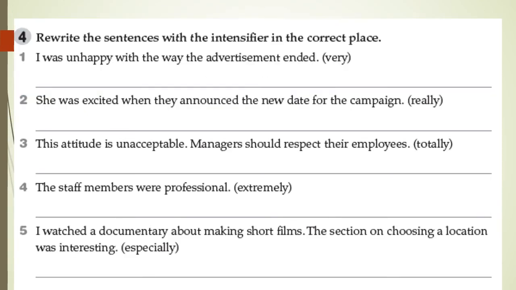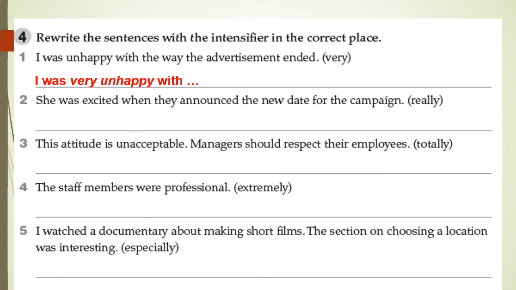Let's go on. Here you have exercise 4 in the activity book. You need to rewrite the sentences using intensifiers. And we said that intensifiers make the meaning stronger and are followed by adjectives. So we need to find out in each sentence where the adjective is, and we can write the intensifier before it. Number 1, very. Very is an intensifier. Where can I write it? Before the adjective. Where is the adjective in sentence 1? Unhappy. So you are going to say, I was very unhappy with the way the advertisements ended.